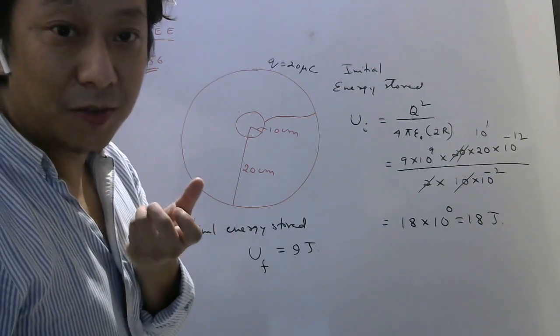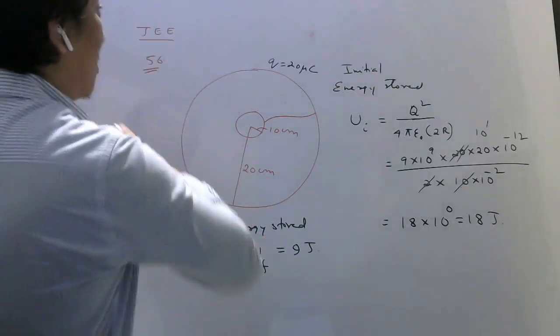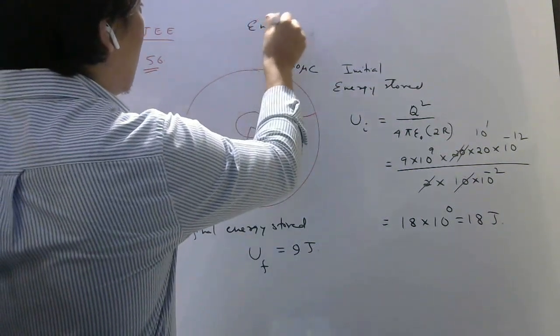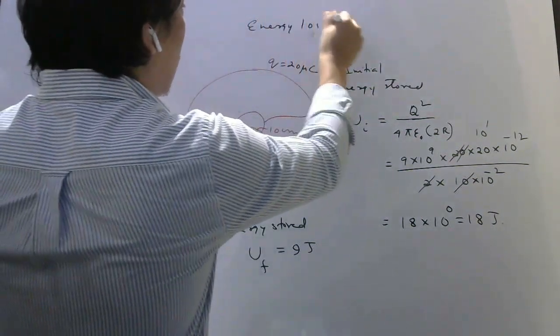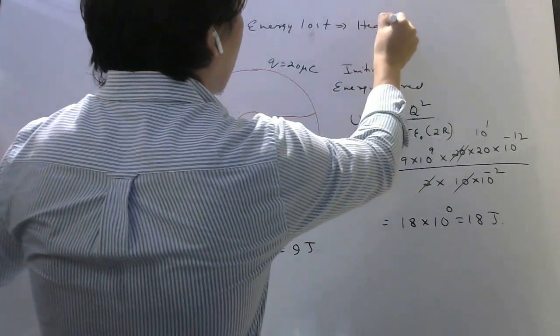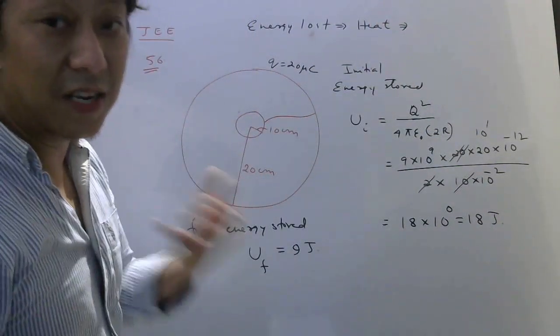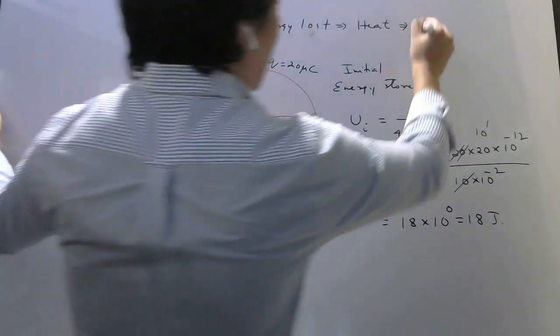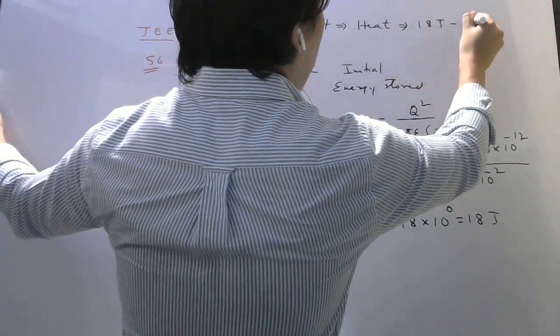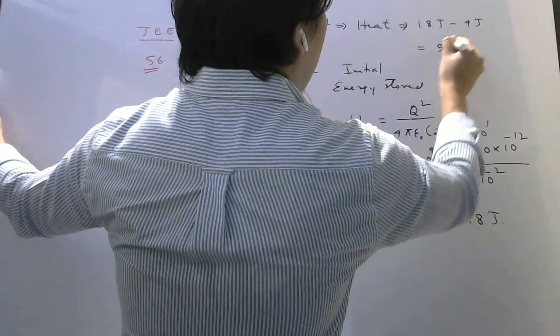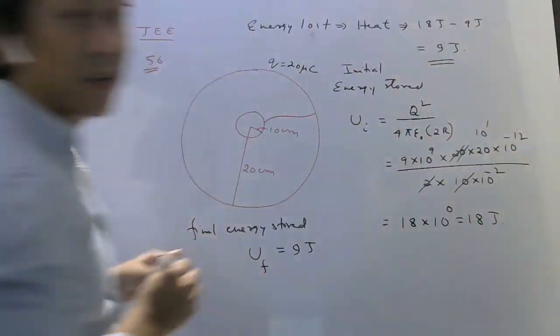Where did the energy go? So some energy is lost. The energy lost is going into heat. The heat energy lost, or heat produced, the heat released, is the energy lost, and that will be your initial energy stored minus final energy stored. That will be 9 joules. So that is the answer.